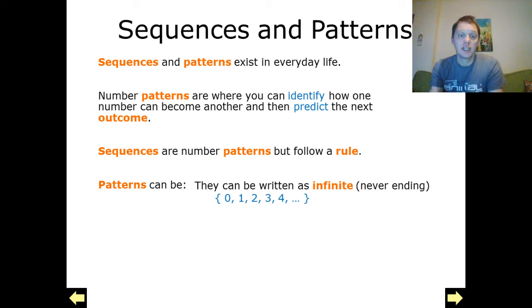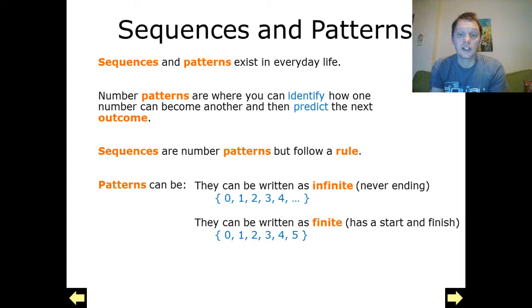So we've got certain patterns which can be what we call infinite, in which case they have a start and they never ever end, they go on forever and ever. They may not have a start, they may go on forever the other way as well. And we've also got the opposite to that, which is the finite. So there is only a certain amount of numbers within the pattern. It has a start, it has a finish, it has a beginning, it has an end.